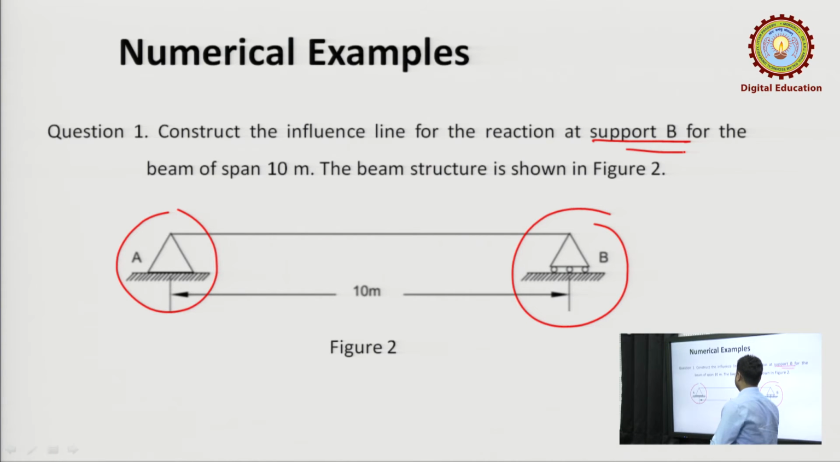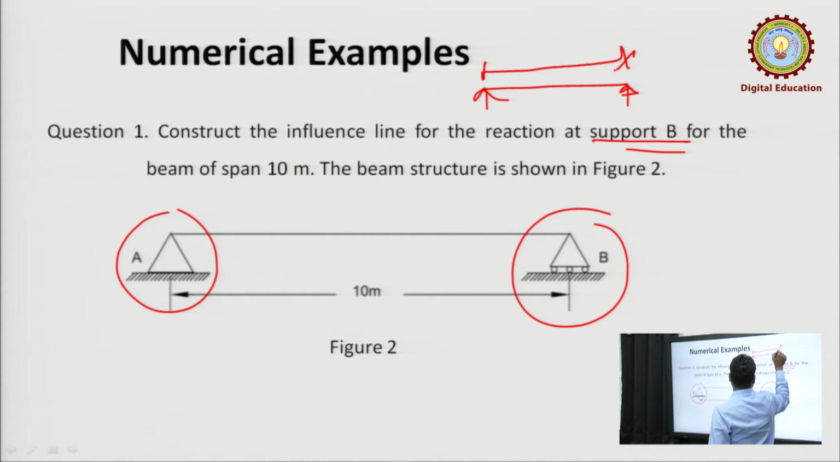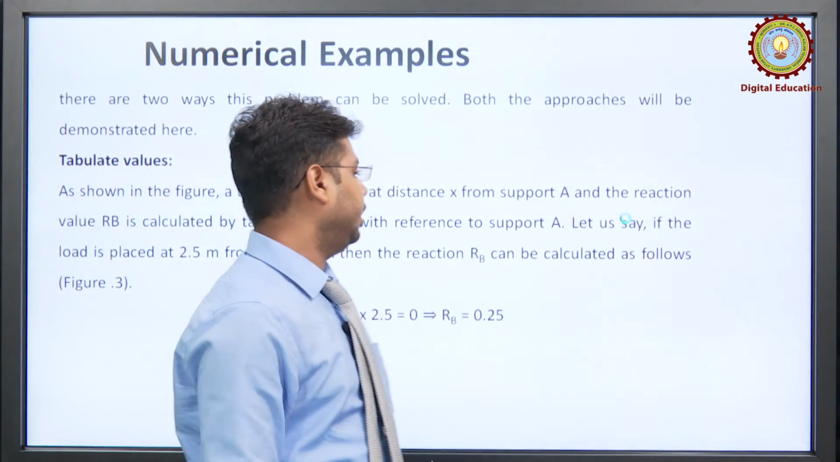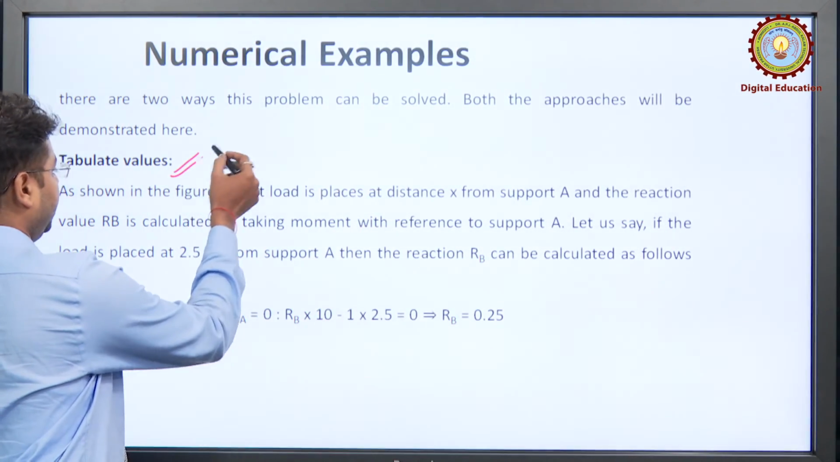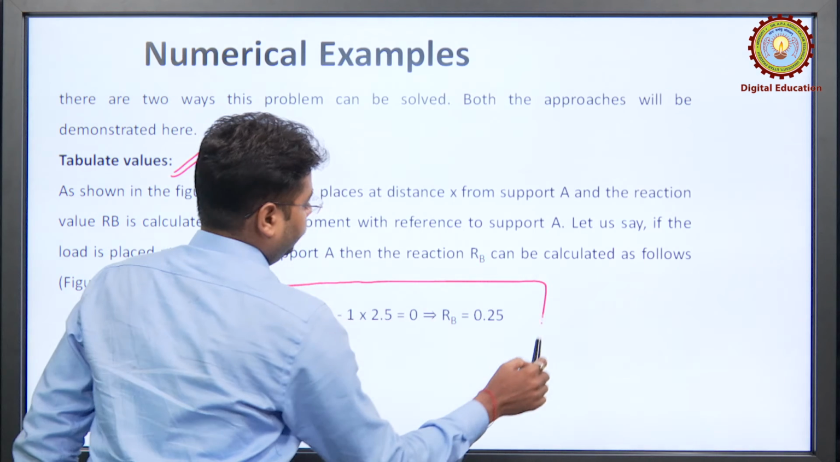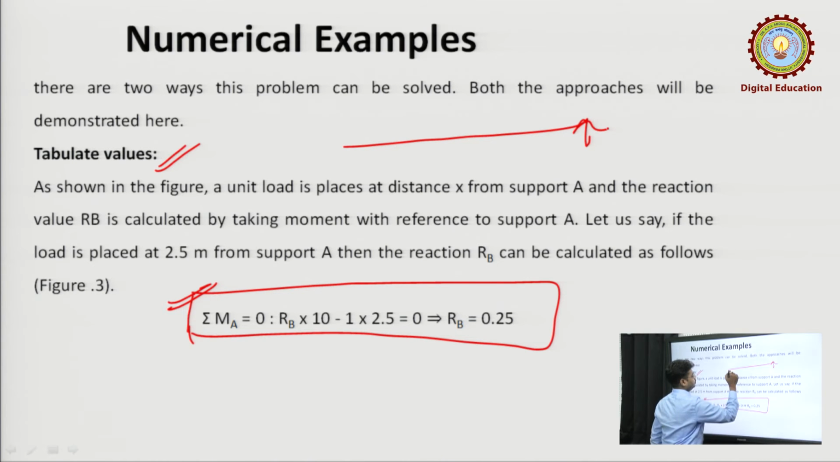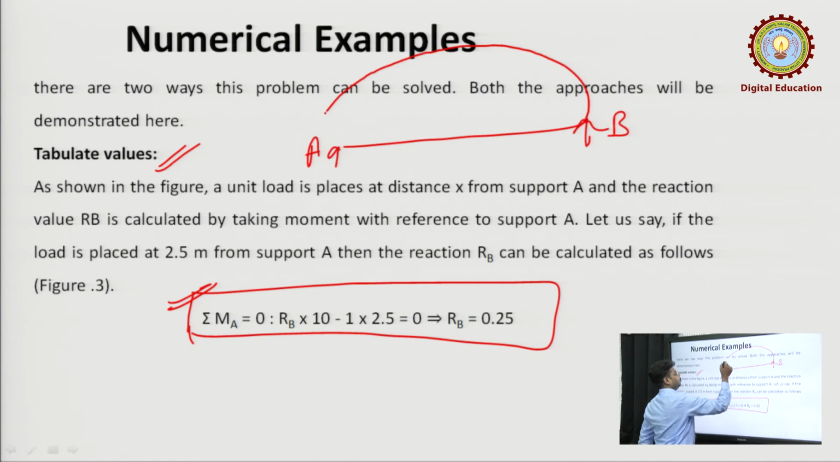We already discussed this last time. We discussed it for a 15 meter span. Here is the new problem with a 10 meter span, almost the same except for the numerical values. You can find tabulated values, and tabulated values will come only when you find the influence line value. You can find the influence line equation by taking a moment about A.